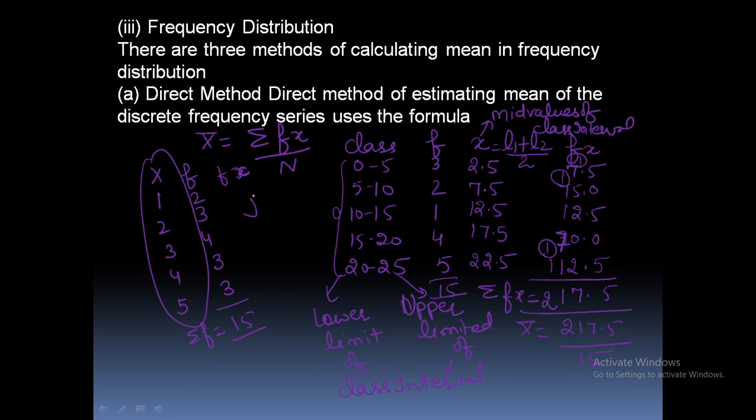Now you can divide 217.5 by 15. 15 ones are 15. 21 minus 15, we get 6. Bring down 7. 15 fours are 60. Then 15 fives are 75. Now you can see the result is 14.5. This is your mean through the direct method of estimating the mean of a frequency distribution.